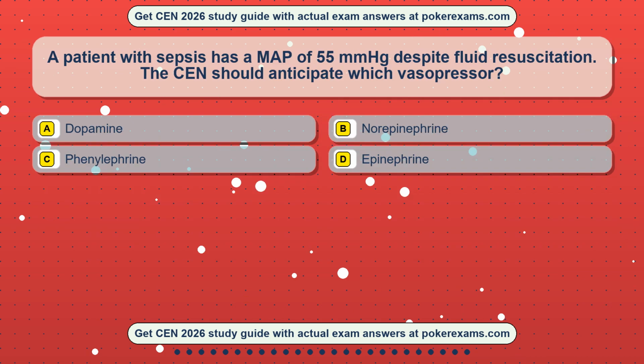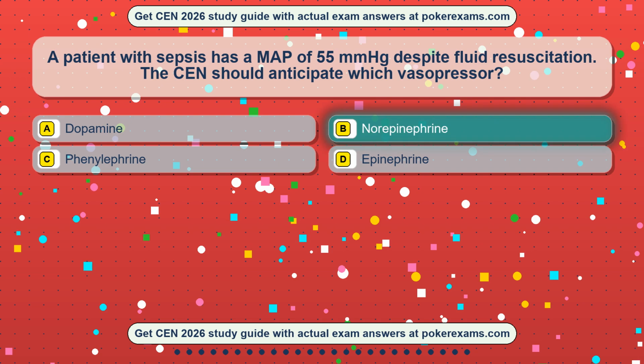Question 13. A patient with sepsis has a MAP of 55 mmHg despite fluid resuscitation. The CEN should anticipate which vasopressor? Option A, dopamine. Option B, norepinephrine. Option C, phenylephrine. Option D, epinephrine. The correct answer is option B, norepinephrine.